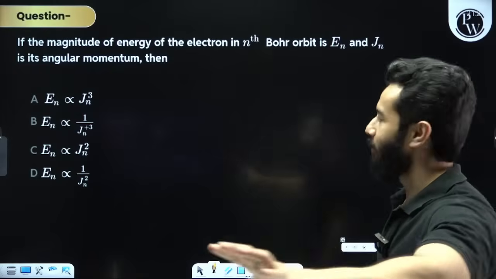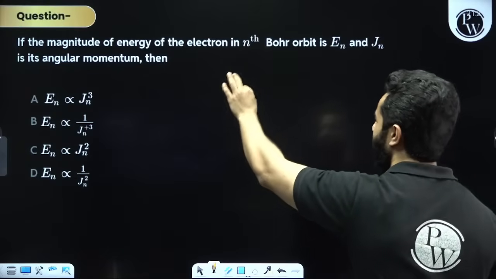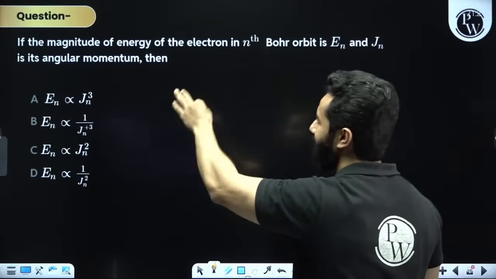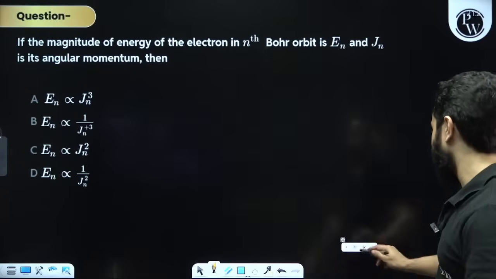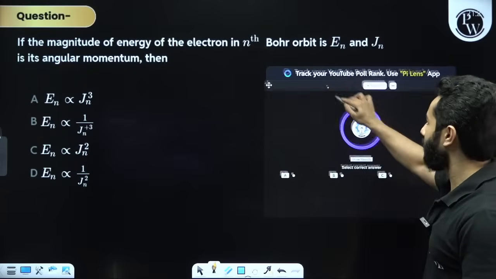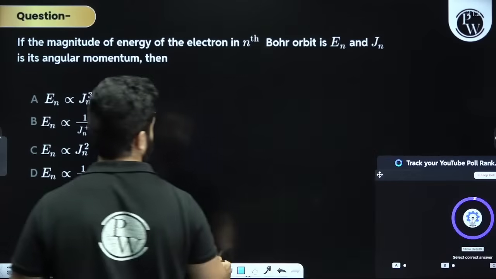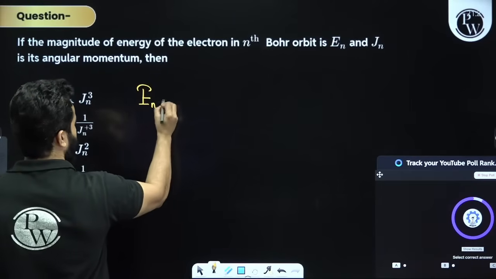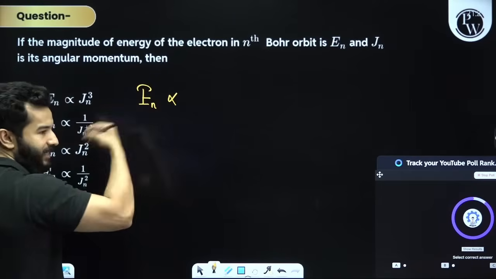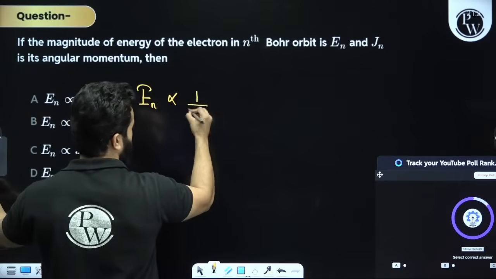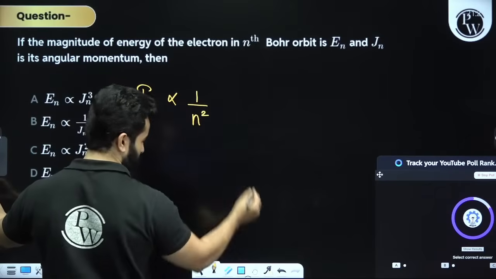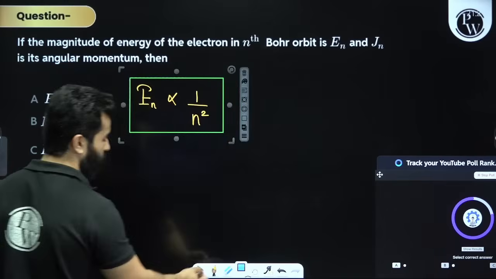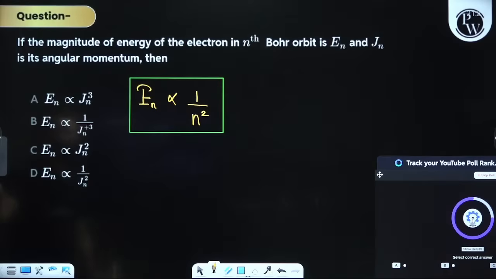Definitely these are going to help you. If the magnitude of energy of the electron in the nth Bohr orbit is En and Jn is its angular momentum, then, nice. Let's start. By the way, En is written as, as far as I can remember, Z square divided by n square. We are not going to talk about Z. That means this is equation number 1. I use a box for equations, so I have boxed it.